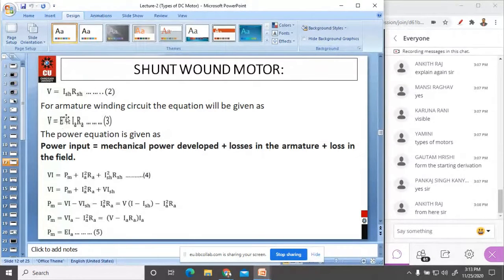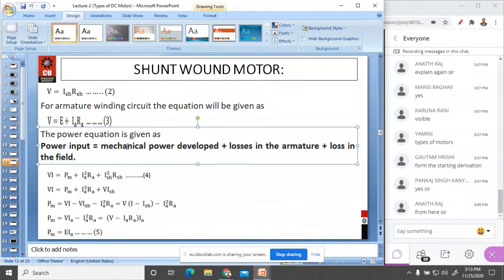The voltage across a particular loop is equal to the sum of all the EMFs plus the sum of all the voltage drops. What is the value for voltage here? Voltage is I into R, so V is equal to IR. EMF is the input voltage from the battery. So this is the battery voltage.